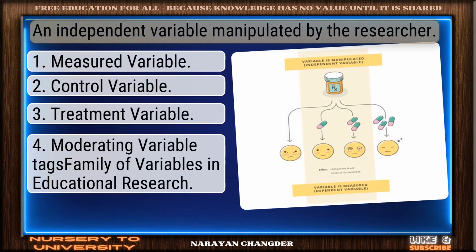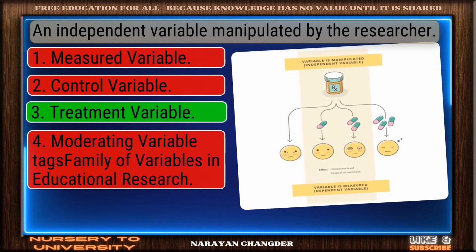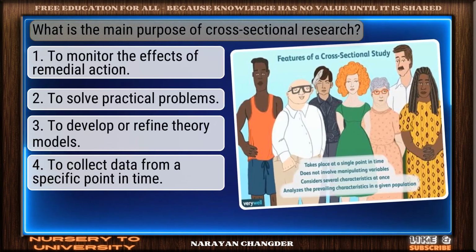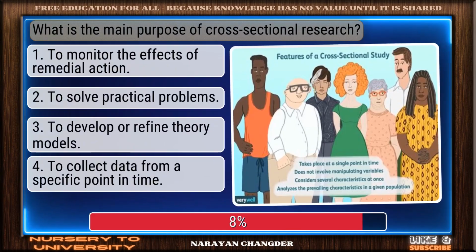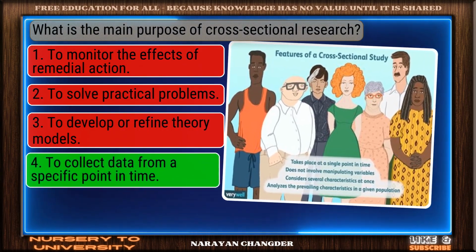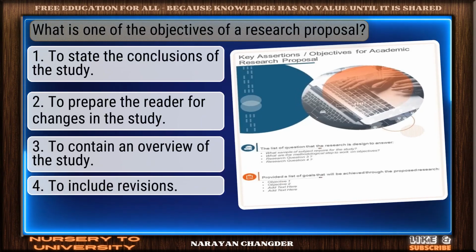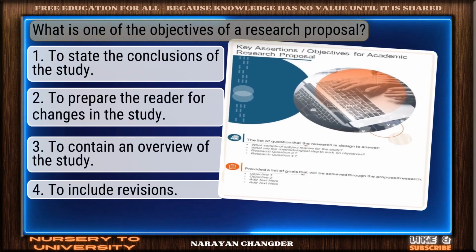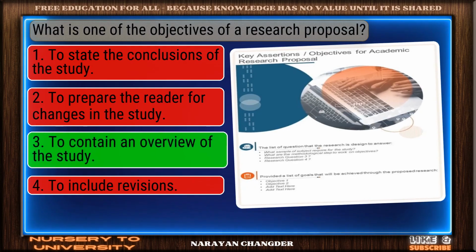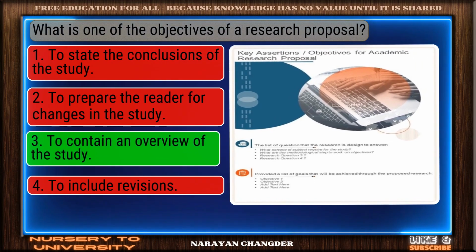An independent variable manipulated by the researcher. Excellent. Treatment variable is a brilliant choice. What is the main purpose of cross-sectional research? Nice selection. To collect data from a specific point in time is the correct and valid answer. What is one of the objectives of a research proposal? Clear logic. Your choice to contain an overview of the study is sound and 100% true.